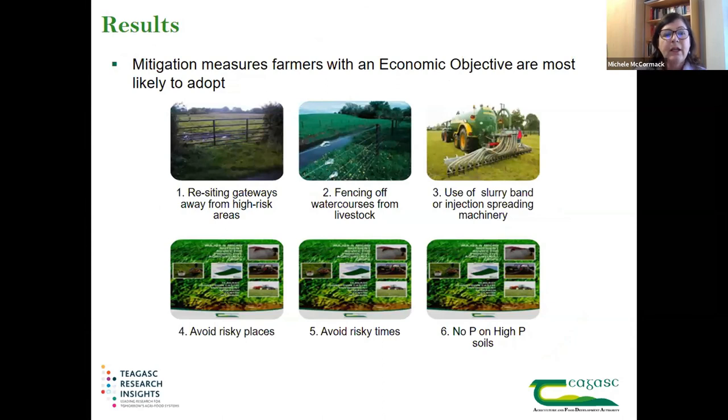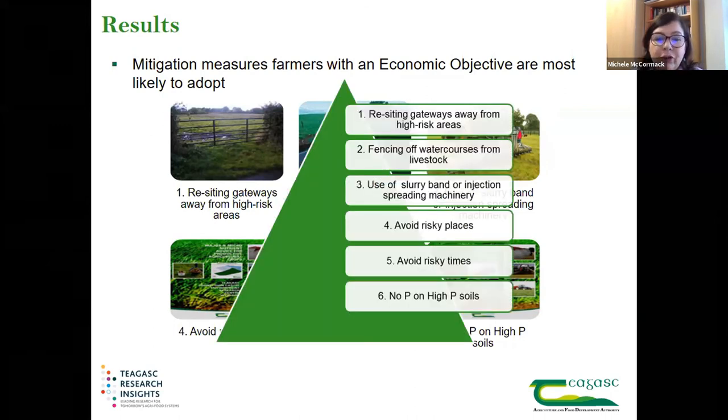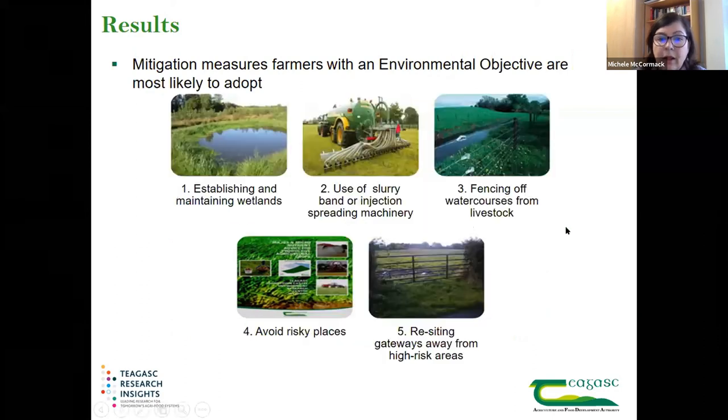So the results. What we found was that the mitigation measures that farmers with an economic objective are most likely to adopt, and I've ranked these in terms of the coefficients in the regression, were as follows. Resiting gateways away from high risk was their number one. Their number two was fencing off watercourses from livestock, and then the use of this kind of slurry application machinery. You can see here that farmers with an economic objective were more likely to adopt all of the nutrient management measures and two of the land management measures. I've rated them here so you can see they're number one, two, and three, but all of the nutrient management ones were important to them, and they were likely to adopt all of them.